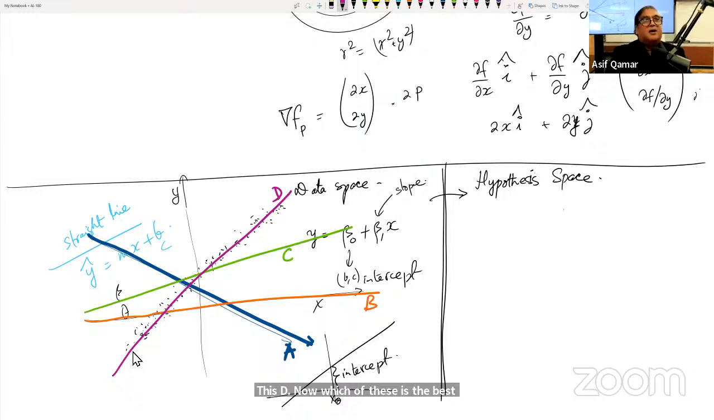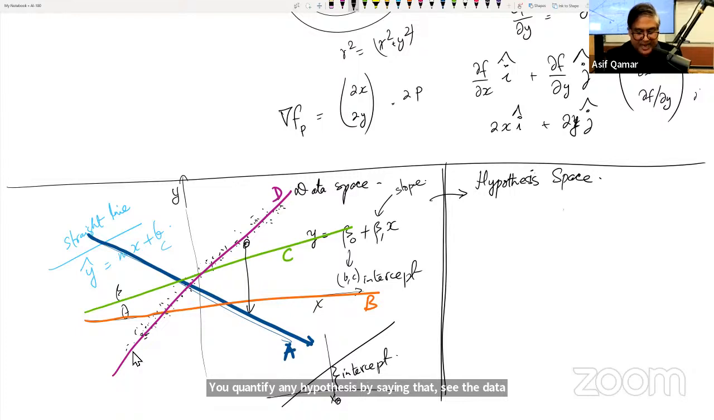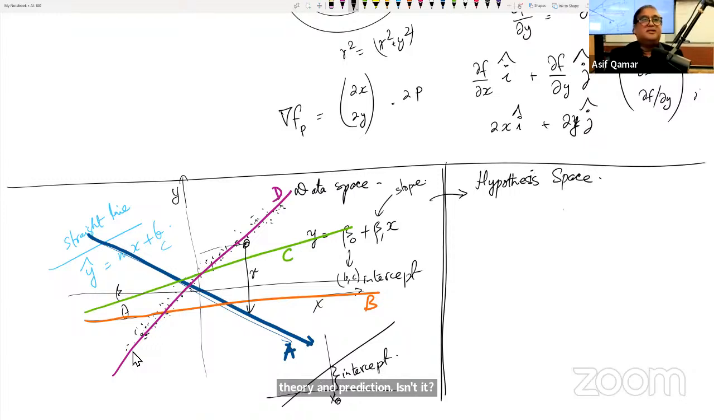D. And how do you quantify that? You quantify any hypothesis by saying that, see, the data points, if you look at A, there is a huge gap for any given X, huge gap between theory and prediction, isn't it? This gap, there's a word for it. These are called residuals, the prediction errors. These are your Y minus Y hat for the ith point. So you would say that you have big residuals.